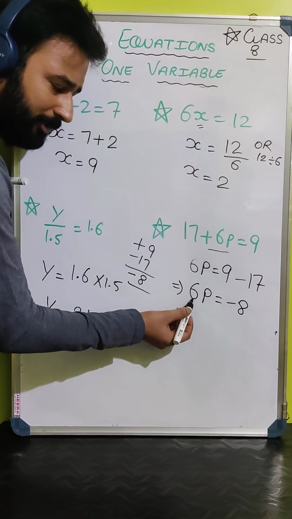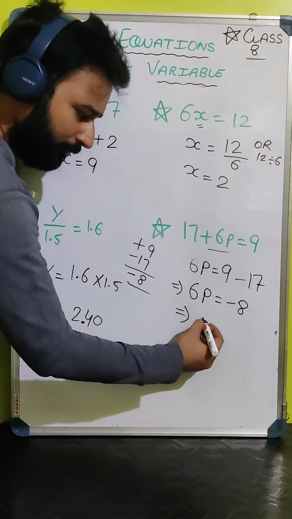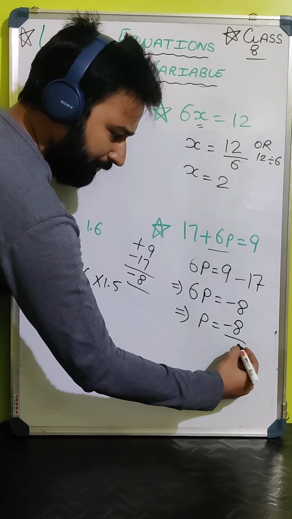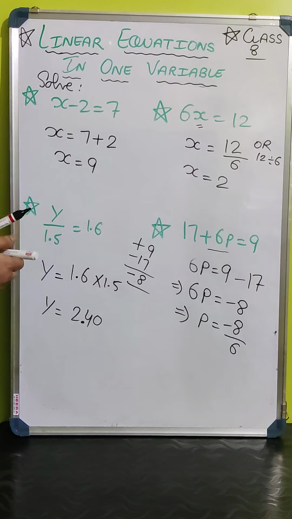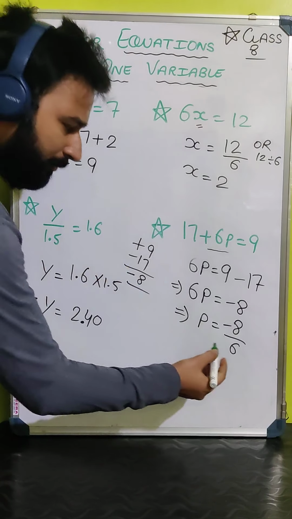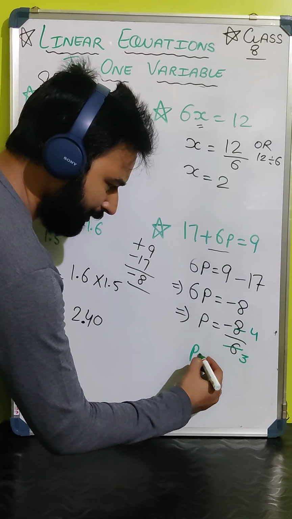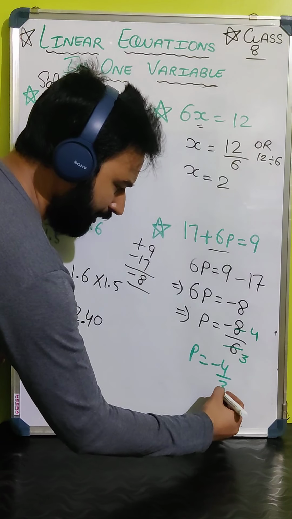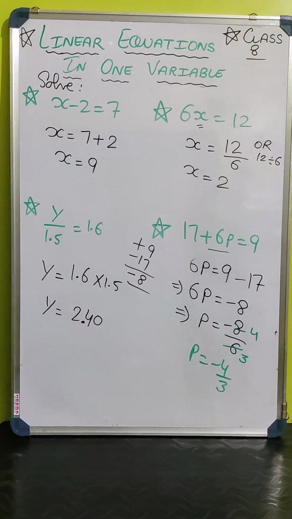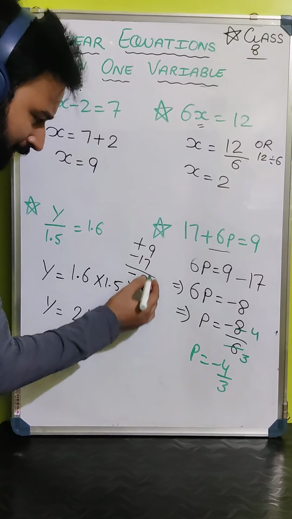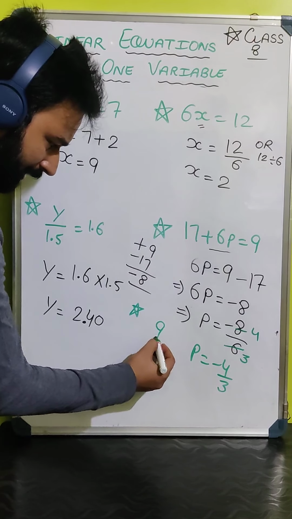Now the extra term is 6. So when it goes to the right hand side, it will go to the division part. Now divide 8 and 6, write down in the simplest form. So 2 3s are 6, 2 4s are 8. So the value of p is coming minus 4 by 3. Understood everyone?